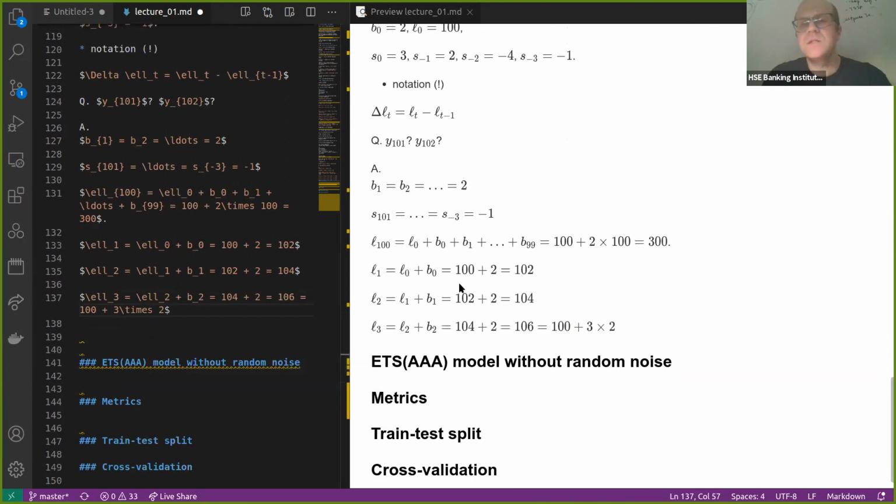And the same happens with L100. It's the starting value, L0 plus 100 times 2 steps. If you live in France, it's obvious. You start, you have not the first floor, but some kind of rez-de-chaussée, the floor number 0. And to go from floor number 0 to floor number 99, you need to make 100 stages.